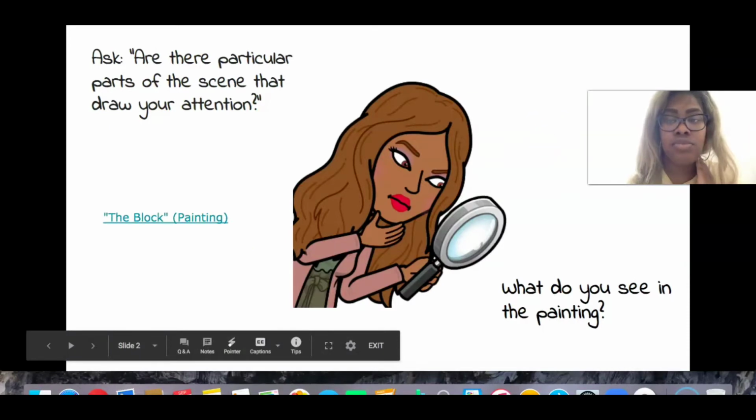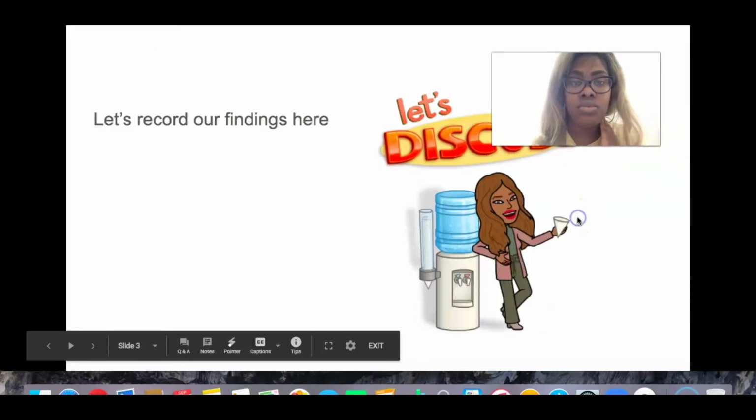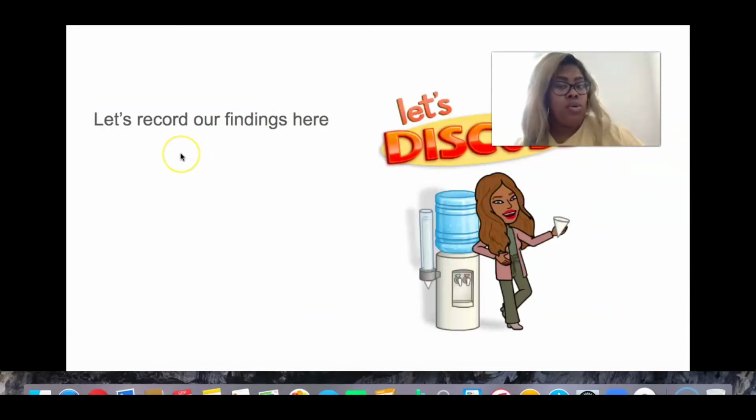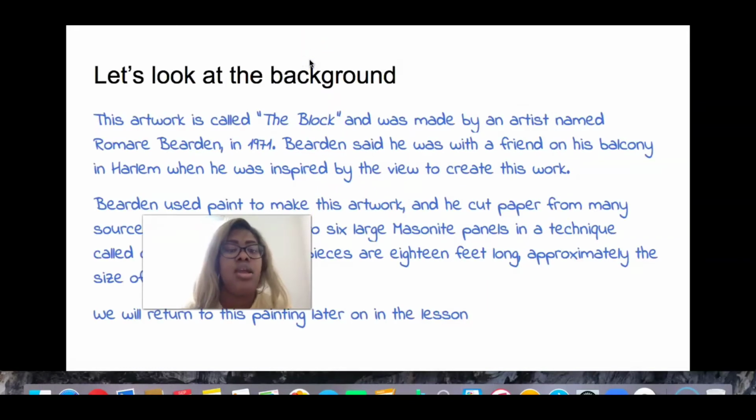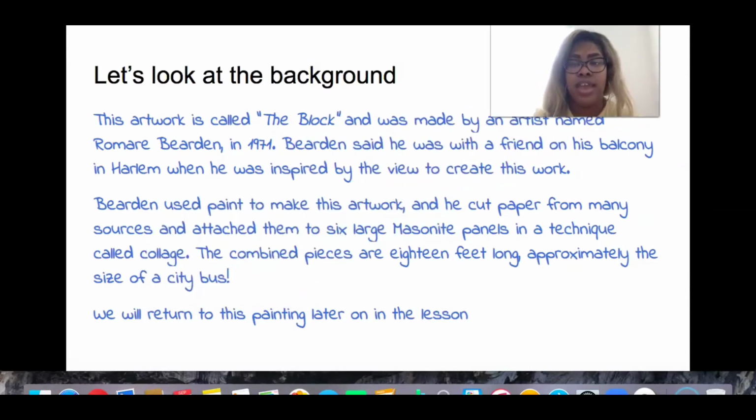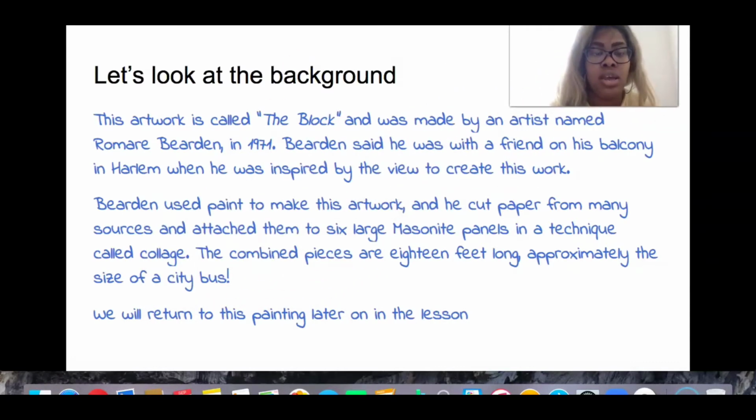Let's continue. You will discuss your findings in a discussion board of what you see, notice, and wonder inside of the painting, The Block. So, once we've done that, let's talk about this painting.